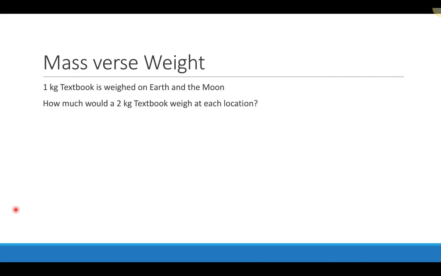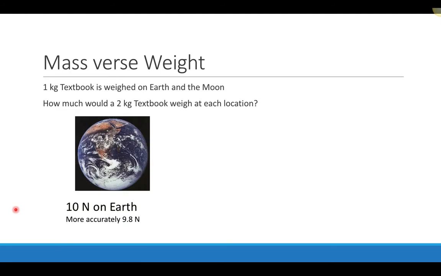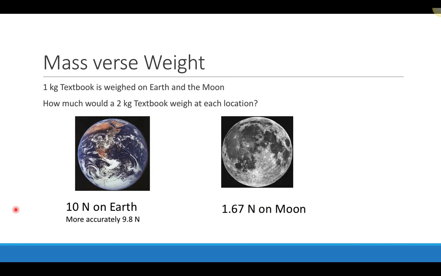Suppose that you have that 1 kilogram textbook, and its weight on the Earth and its weight on the moon. And we want to know, how do they compare to one another? It turns out that if you were to weigh a 1 kilogram textbook on the Earth, it would weigh 10 newtons, and more accurately 9.8. And that 9.8 should be familiar because 9.8 is used for gravitational acceleration, 9.8 meters per second squared, and that's not coincidental. If we were to take that same textbook and measure it on the moon, it would measure about 1.67 newtons on the moon. So there's less gravity on the moon, and therefore the weight would be different.